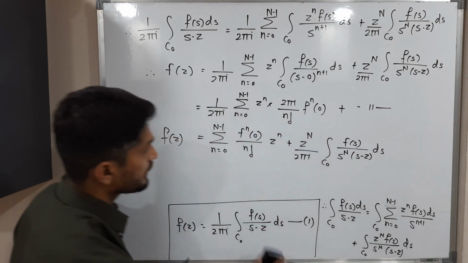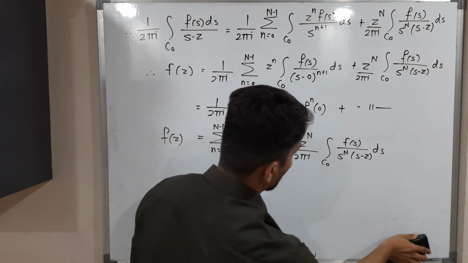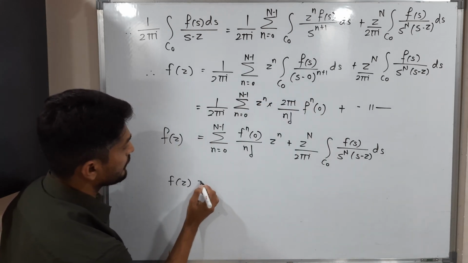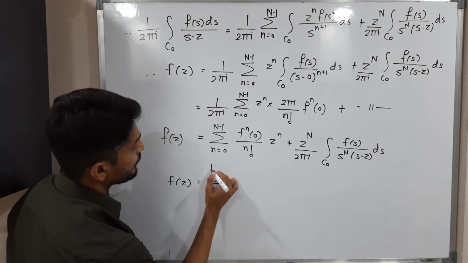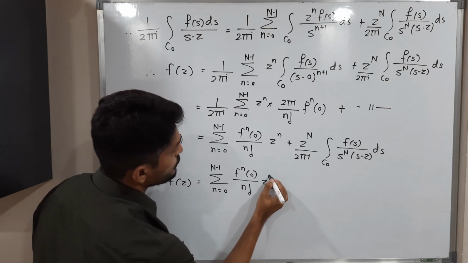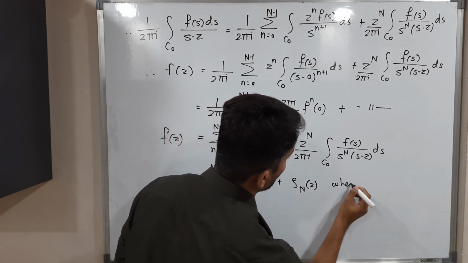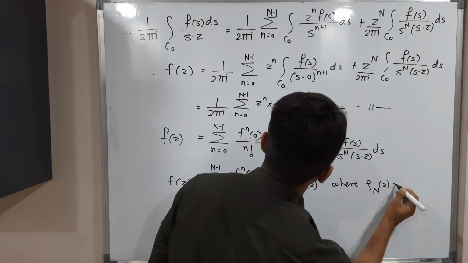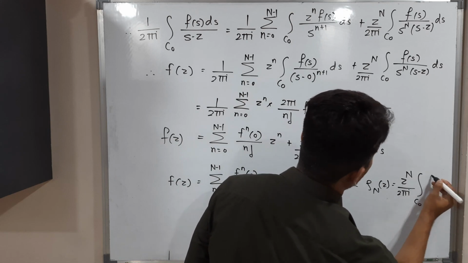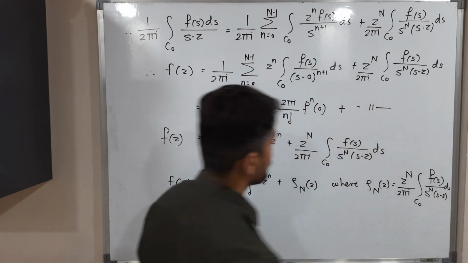So yes, this is a very important thing we have got. Now I will write the same thing. Therefore f of z is equal to the summation, n running from 0 to n minus 1, of the nth derivative of f at 0 upon n factorial times z raised to n, plus I am calling it rho n of z. Let me mention what rho n of z is. Rho n of z is z raised to n upon 2 pi i times the integration over C naught of f of s upon s raised to n times s minus z ds. So this is rho n of z.